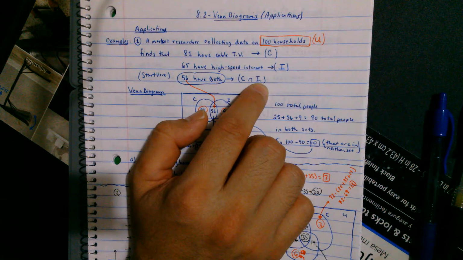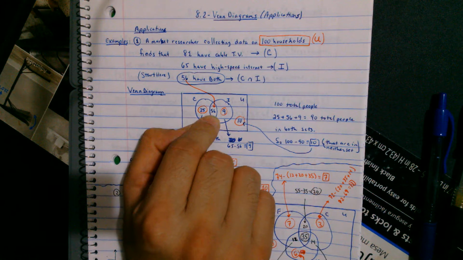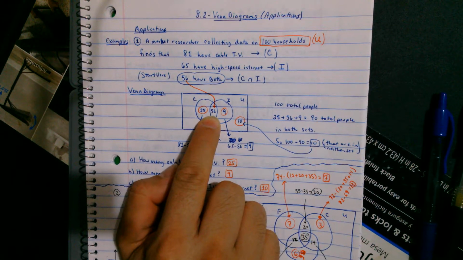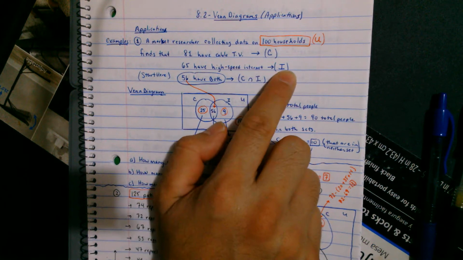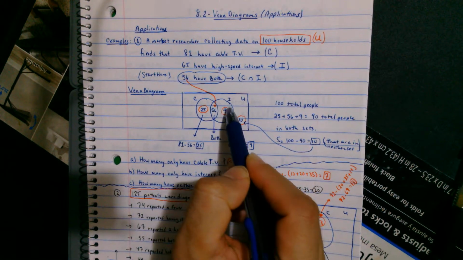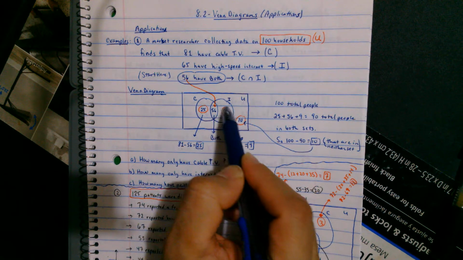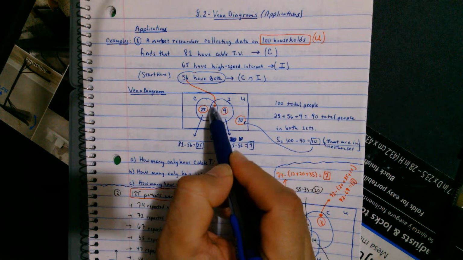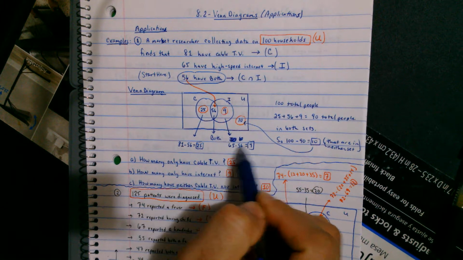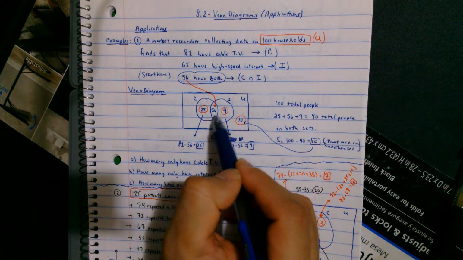It's their intersection. So when you do something like this, you start from the middle. Start from the intersection. So you would say 56 have both. That is their intersection. So 65 people have high-speed internet, which means this entire circle is high-speed internet. If this has to add up to 65, and this is already 56, we take 65 minus 56, and that has to be 9.